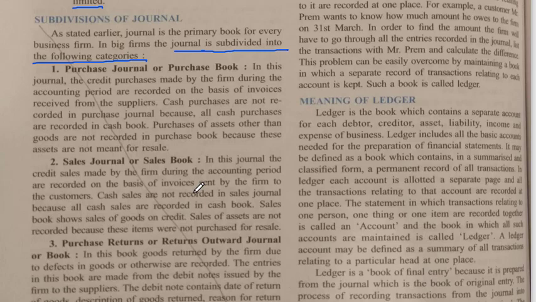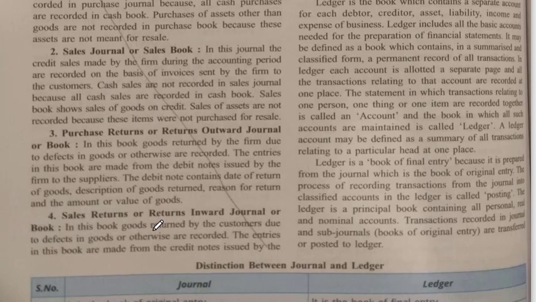So assets, if you are selling, then that is not recorded in the sales book. Now the third book is the purchase return or return outward journal book. In this book, return outward, purchase return means if we are returning something which we have purchased, that we record in a separate book.